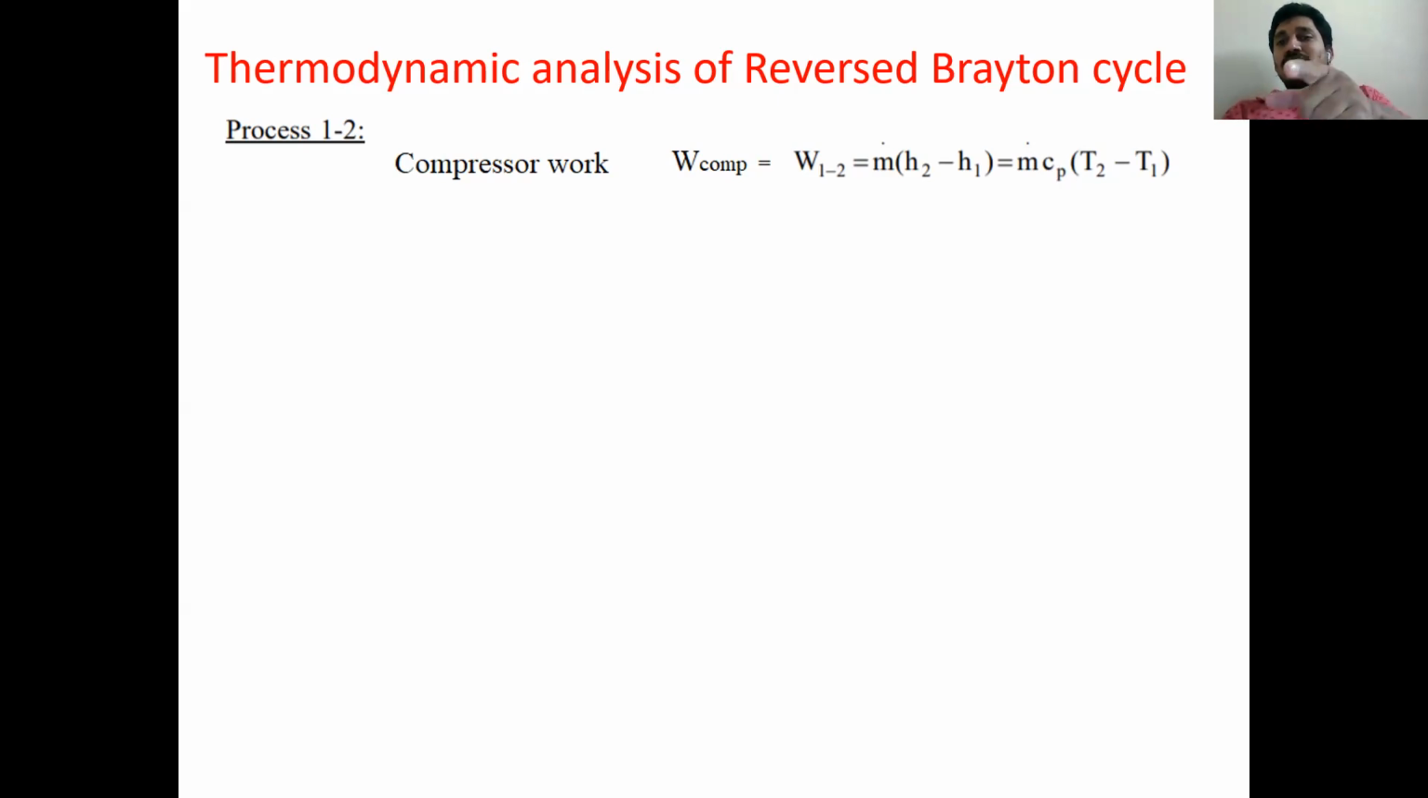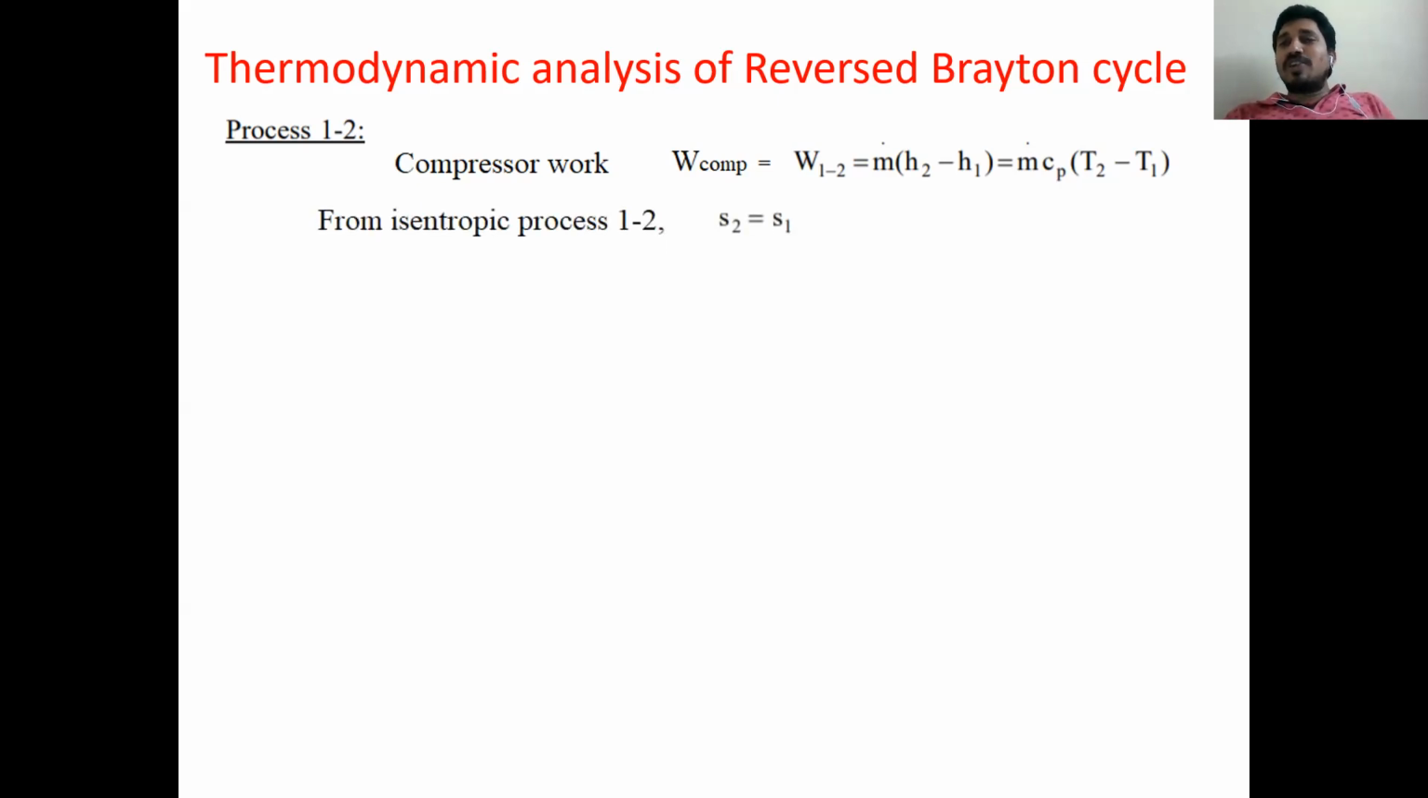So h2 minus h1 can also be written as m Cp (T2 minus T1). Cp, specific heat at constant pressure. T2, temperature after compression. T1, temperature before compression. So this is the equation for compression work. W12 is equal to m Cp (T2 minus T1).